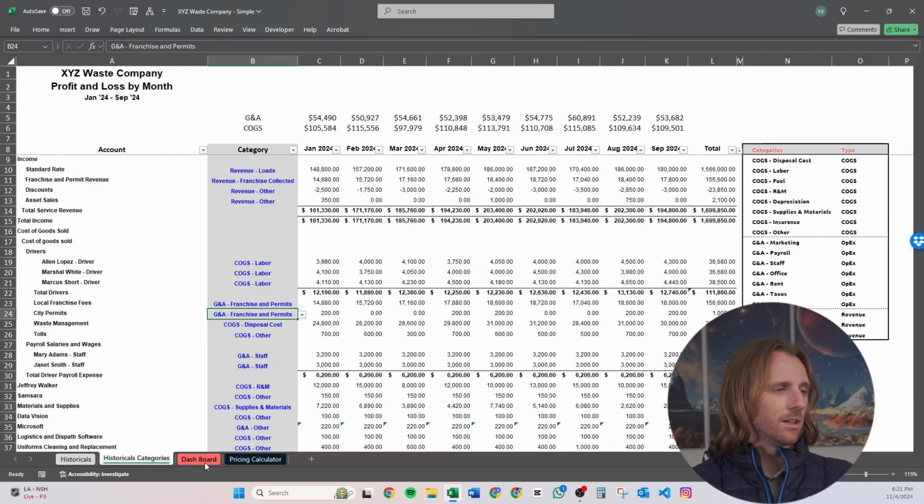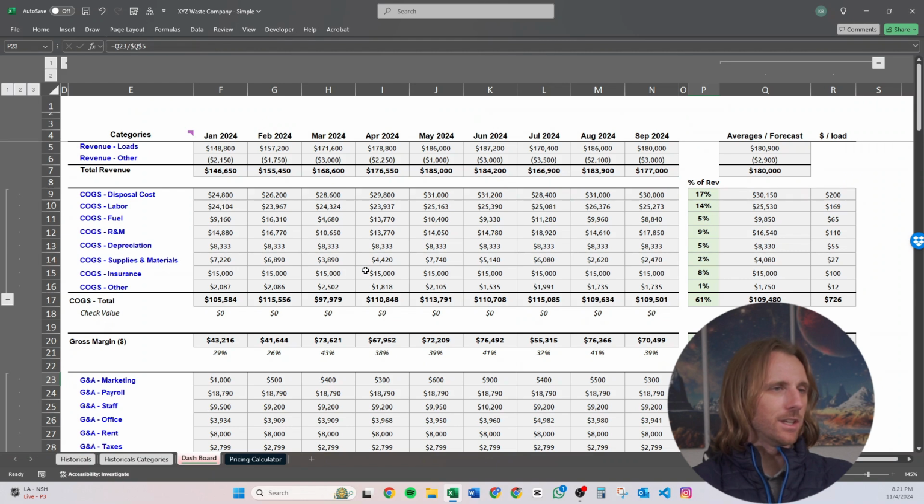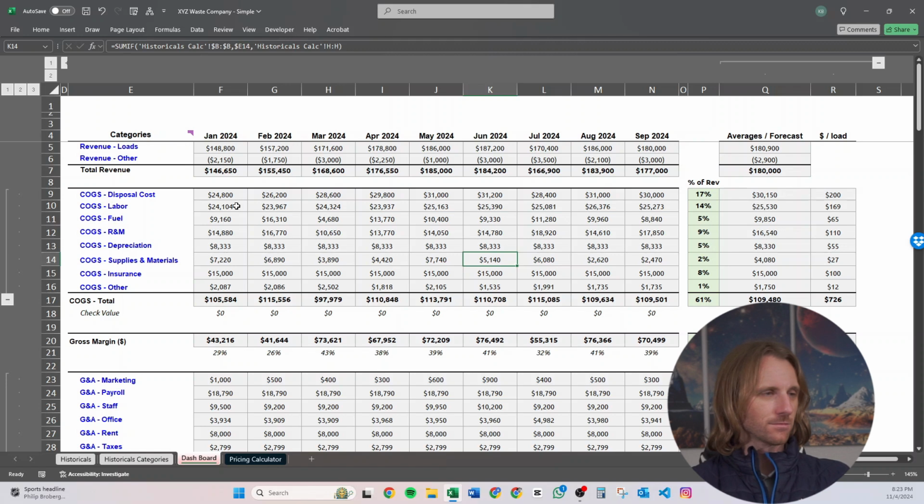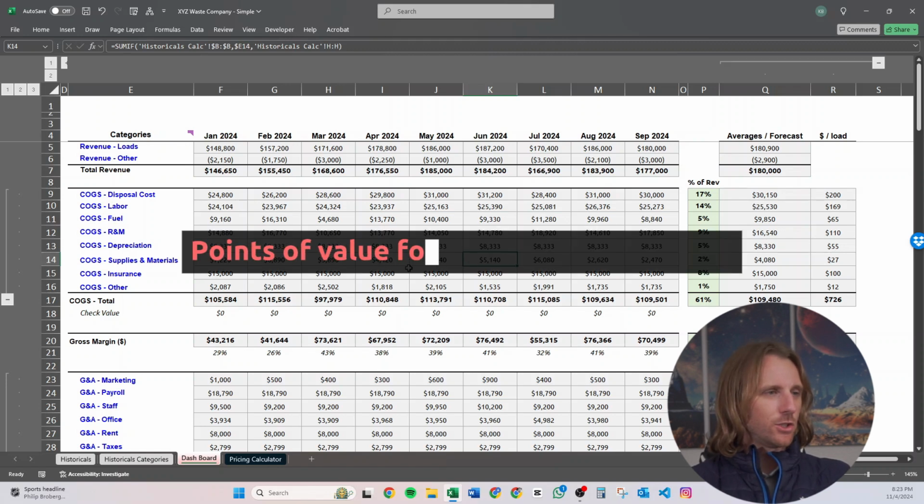Once this is done, we then are able to get to this output right here, which is really like the work product that I wanted to show you. Okay, now that we have our dashboard organized, I do want to walk through a handful of different points of value that this product brings to small business owners.